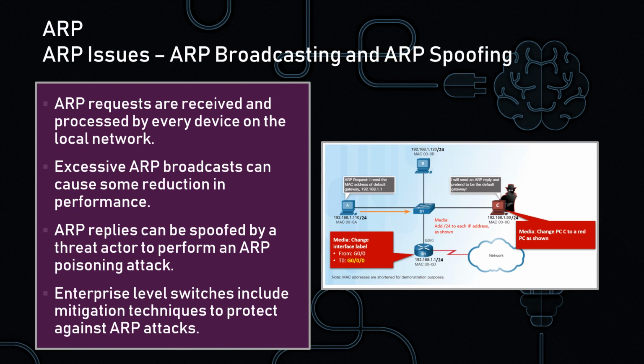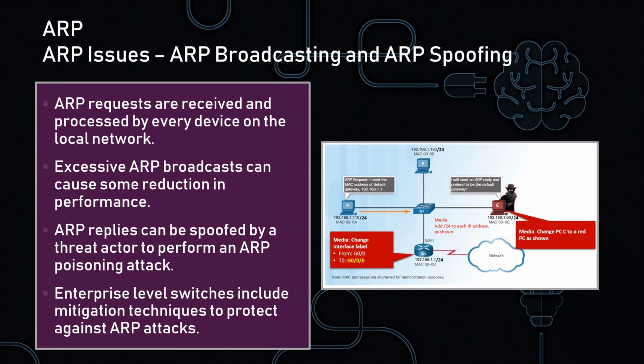ARP requests are received and processed by every device on the network. Now, excessive broadcasts can cause reduction in performance. As we know, any kind of broadcast flood does do a little bit of damage to the efficiency of the whole network. We can also possibly have an intrusion. ARP replies can be spoofed by a threat actor to perform what's called an ARP poisoning attack, essentially pretending to be an ARP reply to retrieve information being sent to the default gateway.